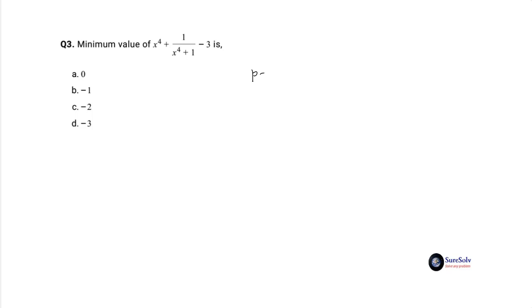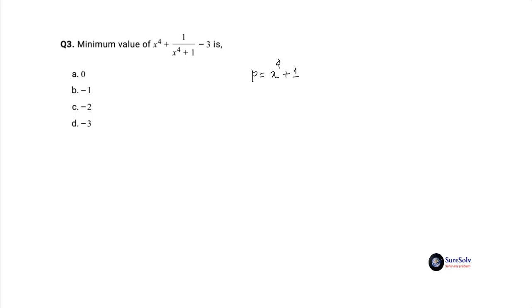Identify that the target expression can easily be imagined as a sum of inverses with abstracted x to the power 4 plus 1 taken as a dummy variable p. As we know that the minimum value of sum of inverses p plus 1 by p for positive p is 2, finding the desired minimum value would be just one step more.